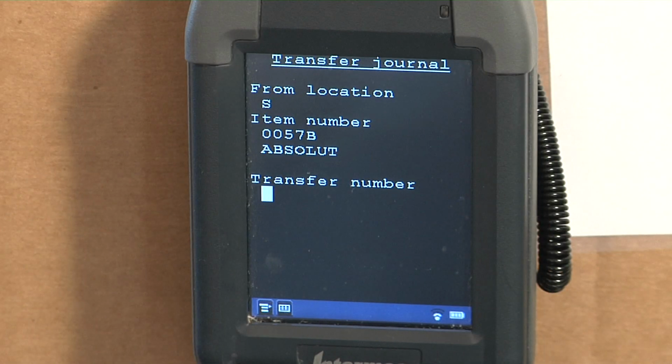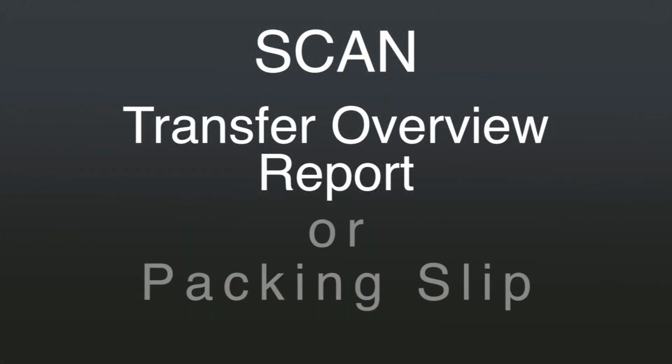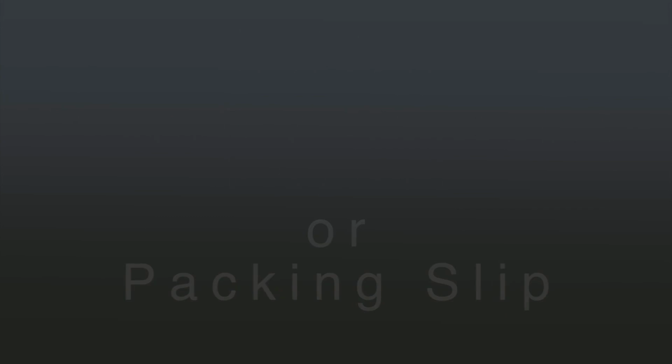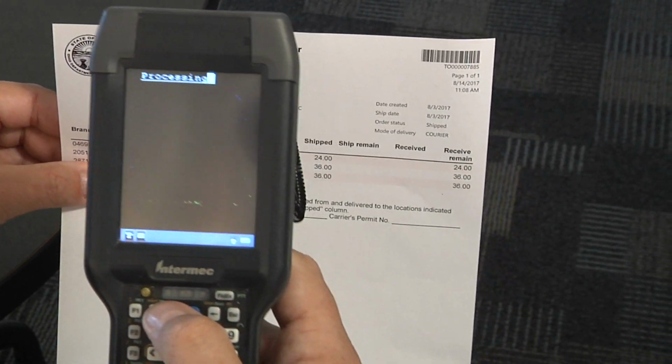The RF scanner now asks for a transfer number. You can scan or enter the transfer number from the transfer overview report that you printed from the Enterprise portal or the packing slip that came with the delivery. For this video, we are scanning the transfer order from the Transfer Overview Report.